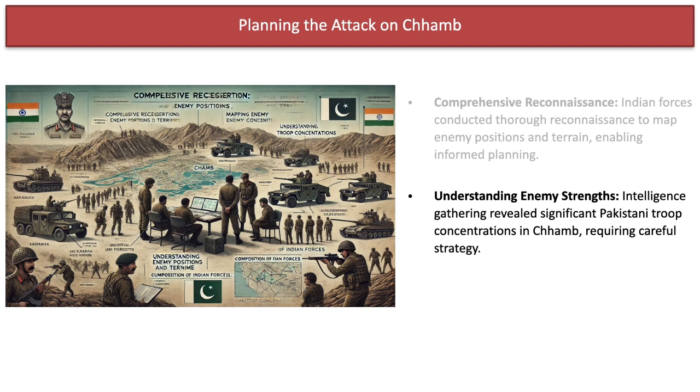Understanding the enemy's strength through diligent intelligence gathering was key to the Indian army planning in Chhamb. It was not just about knowing where the enemy was, but about understanding their capabilities and readiness to fight. And this knowledge enabled Indian forces to develop a careful strategy, one that balanced aggression with caution and precision. It is a classic example of how in warfare, knowledge truly is power, and understanding your opponents can make all the difference between success and failure.